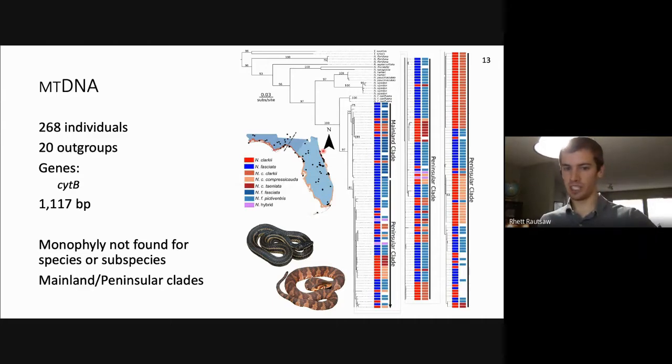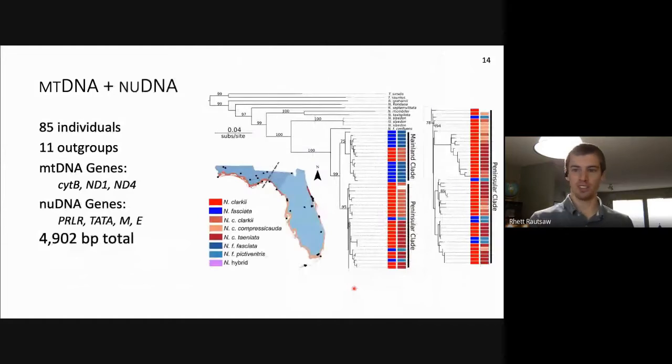But we still don't have a lot of resolution otherwise, and we weren't really satisfied with this, so we did what any good phylogeneticist does and sequenced more data. But even with several more additional mitochondrial genes and several more nuclear genes, we still found little to no signal between the species or subspecies. And again, the only divide we really see is the mainland peninsular split. So we decided that single gene sequencing simply wasn't going to cut it, and we moved on to next generation sequencing.